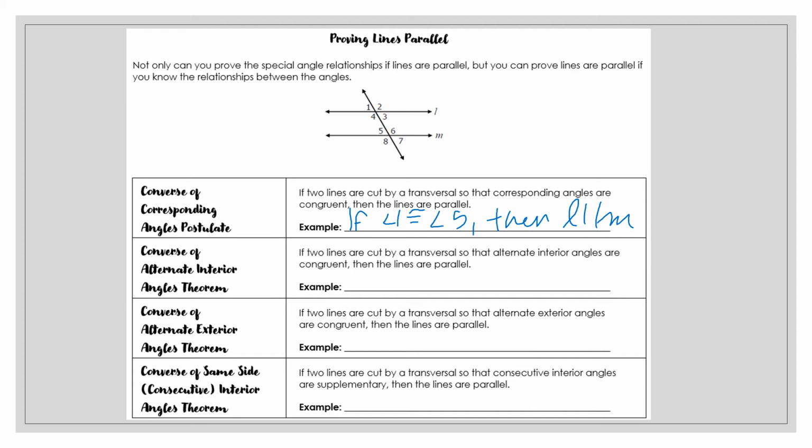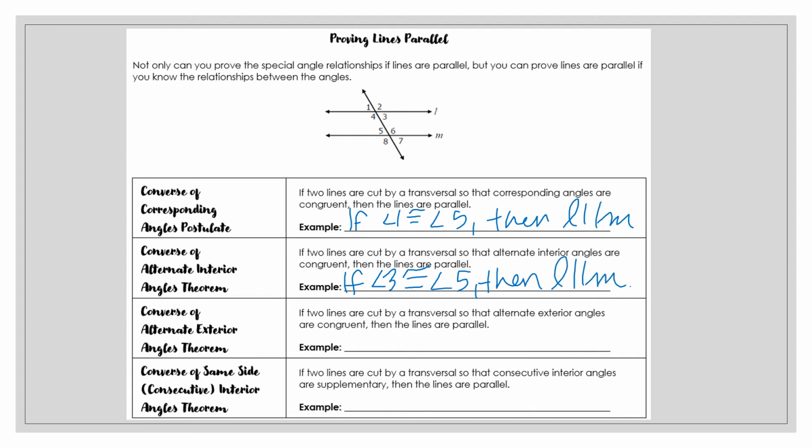All right, so then we have the converse of the alternate interior angles theorem. That states if your alternate interior angles are congruent, then your lines are parallel. There are two pairs of alternate interior angles. So there's 4 and 6 or 3 and 5. I'm just going to use 3 and 5. So if angle 3 is congruent to angle 5, then we know L is parallel to M.